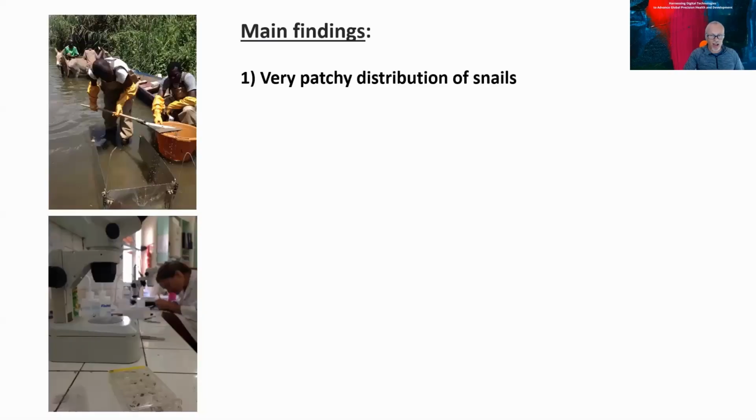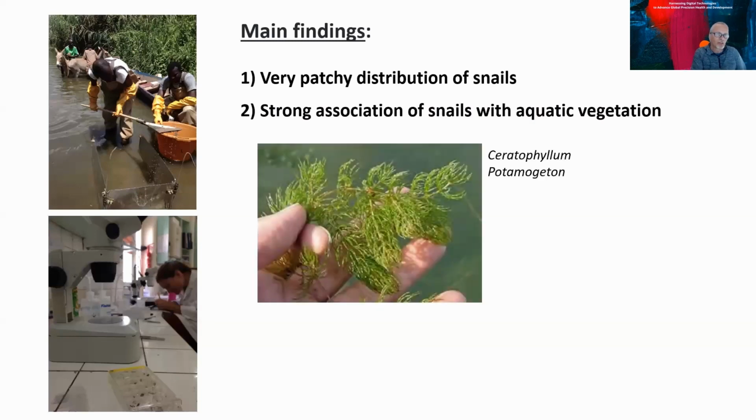And this is what we found. First, we found a very patchy distribution, very ephemeral, with snails aggregated in clusters here and there, kind of difficult to find. But we also saw that there was a strong association of snails with certain types of aquatic vegetation, like ceratophyllum, very easy to identify visually, like, for instance, from this picture.